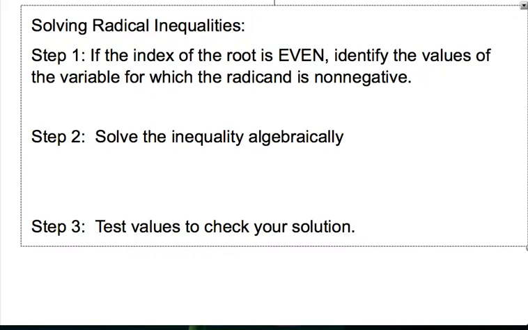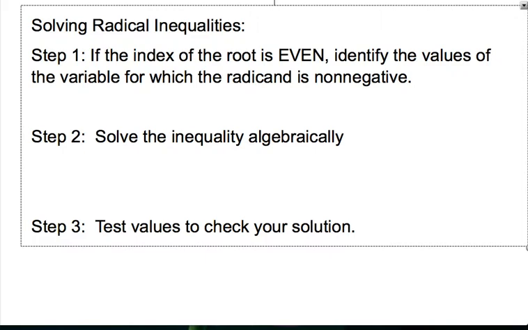All right, now if we're going to do this with a radical inequality, if the index of the root is even, we need to identify the values of the variable for which the radicand is non-negative, okay? And so I'll give you an example of this.